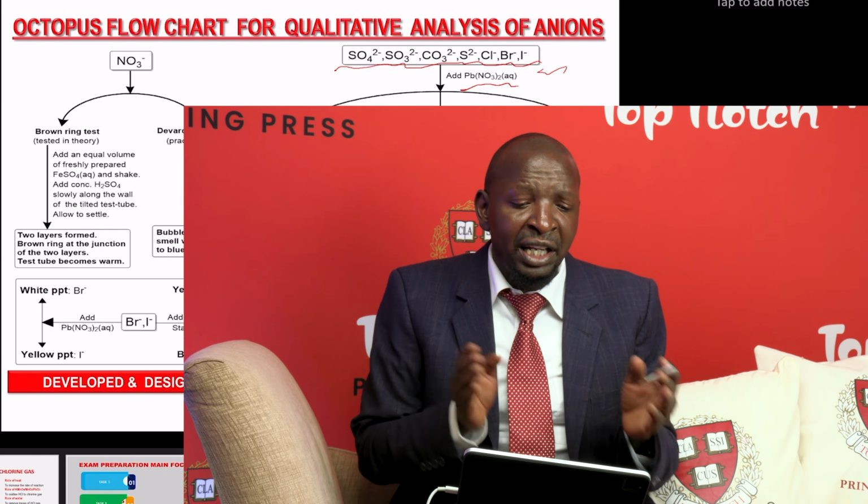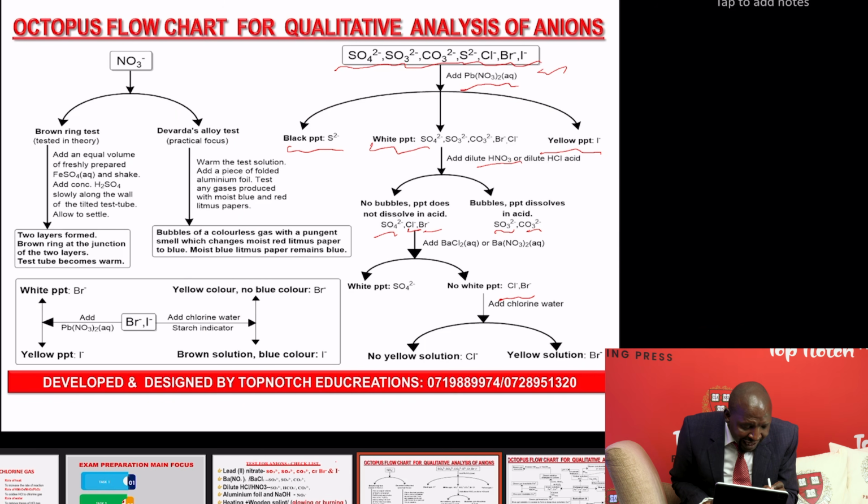Now, those are the issues of concern. But assume after adding the nitrate, there was no precipitate, or rather no white precipitate. Then you could say the sulfate, sulfite, carbonate, chloride, and even bromide are absent. Then now let's look at the other analysis. On the left part of the screen, we have nitrate.